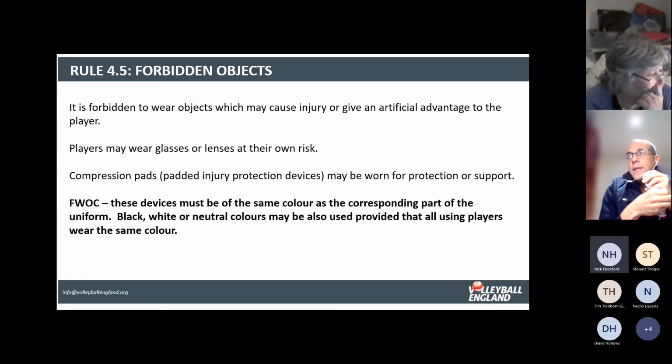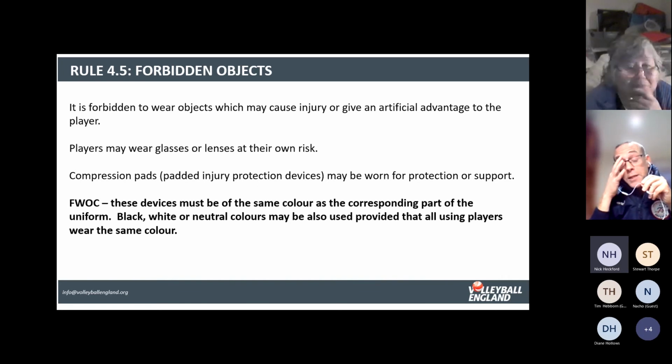And then it talks about compression pads may be worn for protection or support. Okay, now these devices must be of the same color as the corresponding part of the uniform. So if they're worn on the arms, it's the same color as the sleeve. You can use black, you can use white or a neutral color, as long as all the players wear the same color. Now, in our NBL regulations, we have this regulation stipulated. So teams turning up with one player wearing white compression and the rest of the team wearing black, all the players should be one or the other. And it's just another thing, just point it out. Don't make a big thing of it, just point it out.